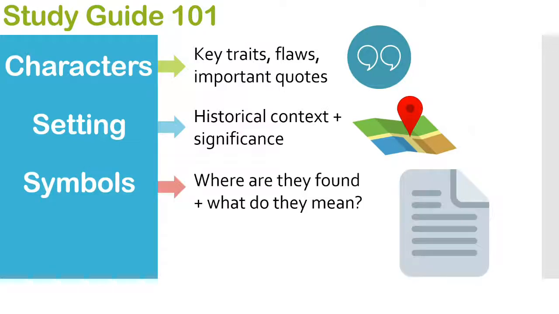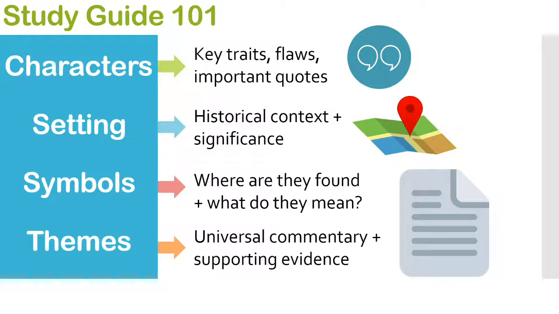Symbols. Where in the text are they found and what do they mean? For instance, an important symbol in the book Night is the night itself, which represents darkness, the absence of faith, and hopelessness. Themes. This is the universal social commentary that the book is trying to convey.